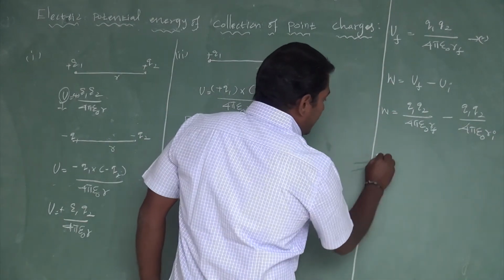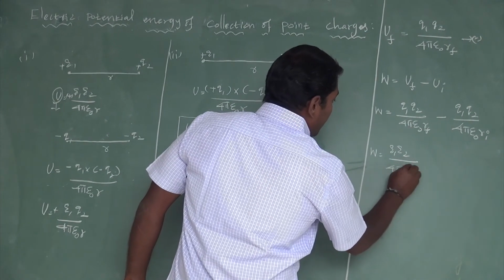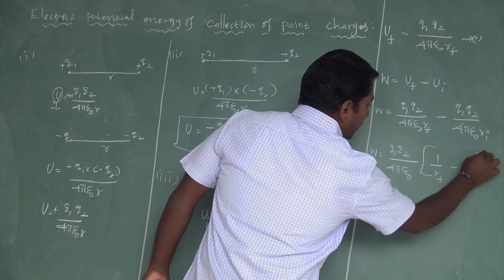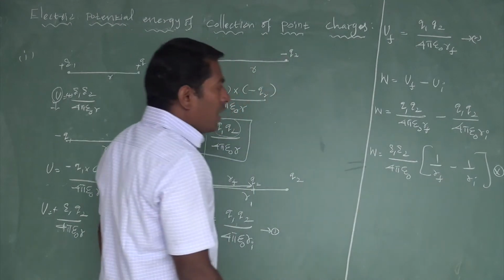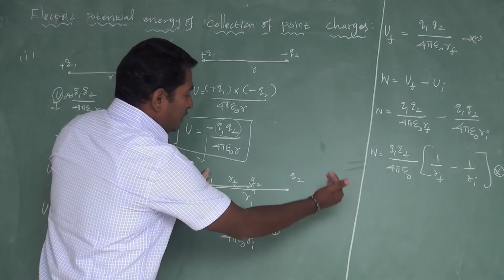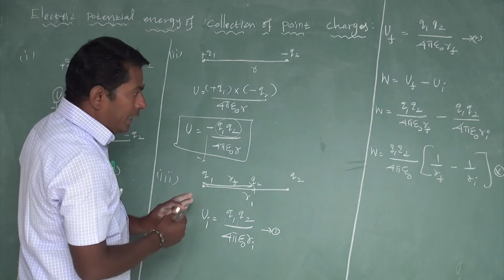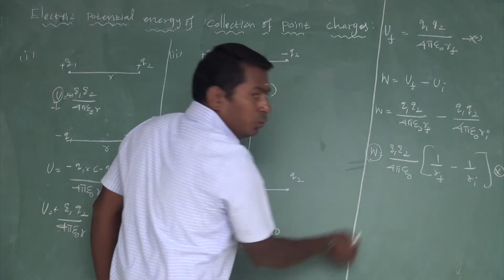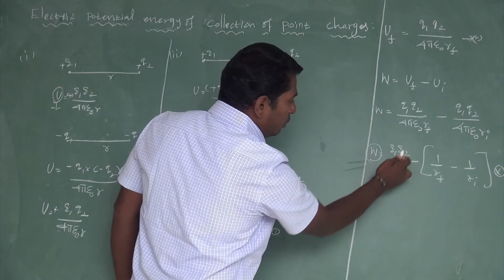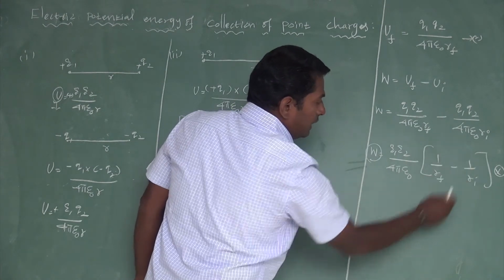Now, taking the common term out, W is equal to Q1 Q2 divided by 4 pi epsilon naught, times 1 divided by Rf minus 1 divided by Ri. This is the important expression when one charge is kept at rest and another charge is moving from the initial position to the final position towards the charge. Work has to be done. How can we calculate the work done to move the charge towards the other charge? By using this equation, W is equal to Q1 Q2 divided by 4 pi epsilon naught times 1 divided by Rf minus 1 divided by Ri.